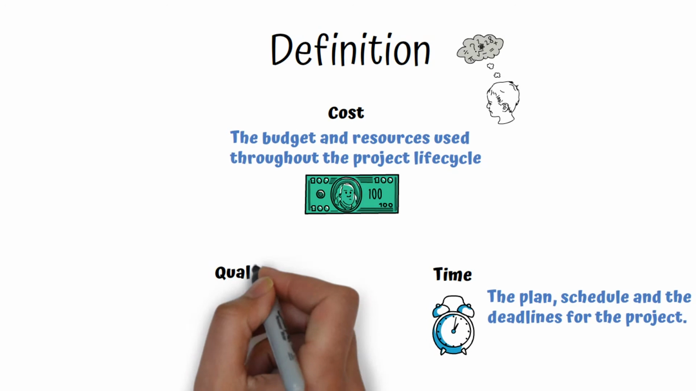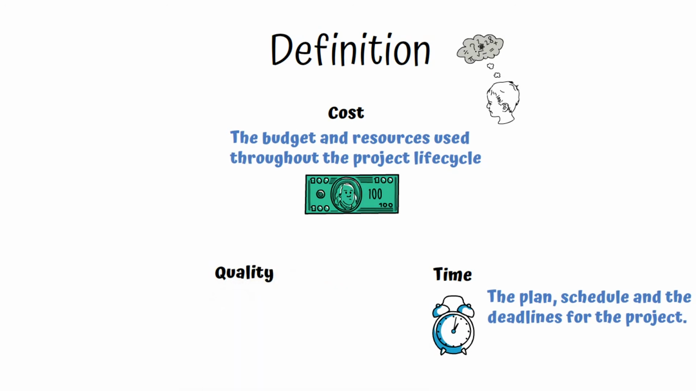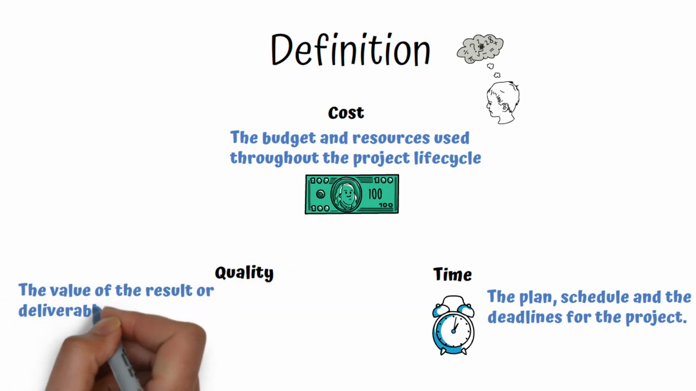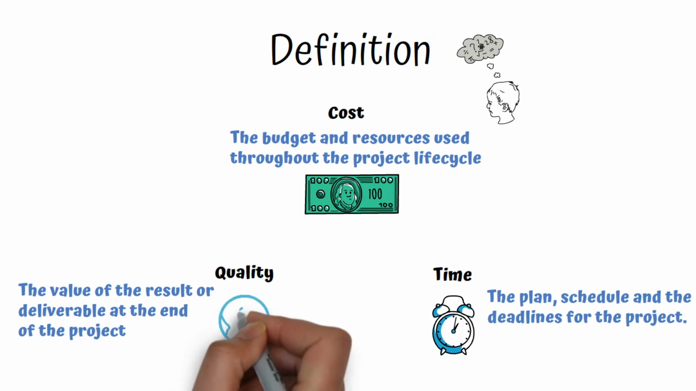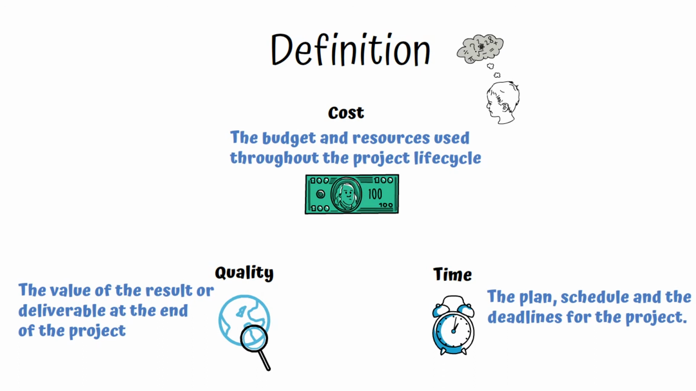Quality is the value of the result or deliverable at the end of the project. Quality is measured dependent on the project, but is normally done so by achieving project goals and benefits over a sustained period of time. Quality is difficult to measure compared to time and cost, as quality is subjective. These triple constraints give project teams the necessary information to make trade-offs that will help the business.